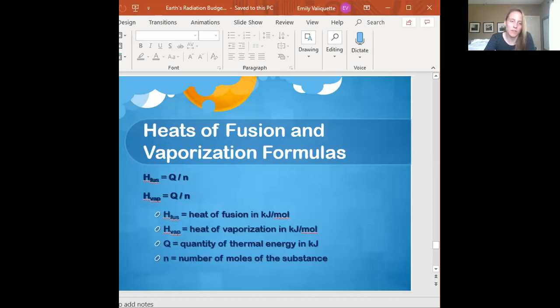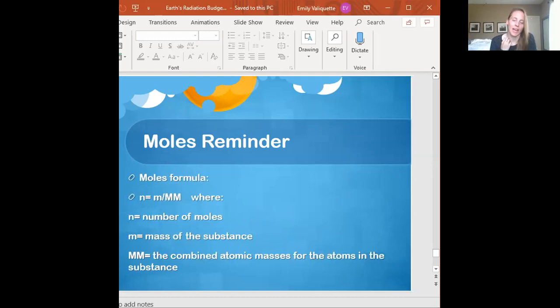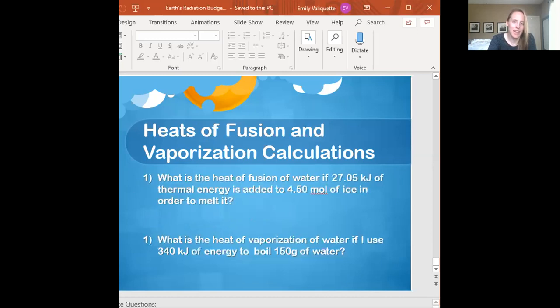The formula for both of those is the heat of either fusion or vaporization is equal to the Q value, which is the amount of thermal energy, this time in kilojoules, and divide that by the moles, which we represent as N. Just a reminder from the chemistry unit, moles is equal to mass divided by molar mass. Molar mass is just the combined atomic masses of all of your atoms. So knowing that, let's go through these two practice questions.